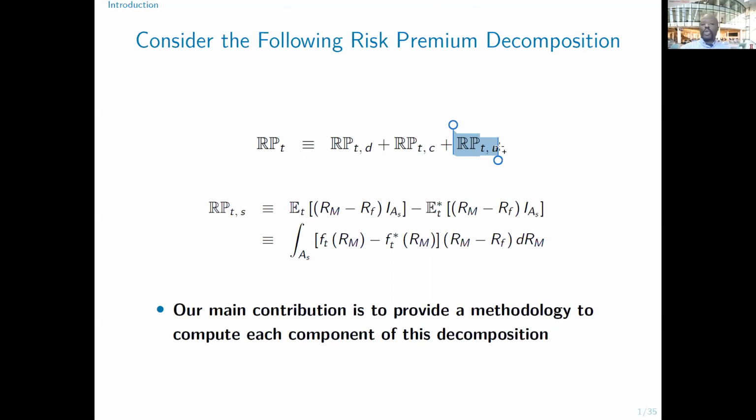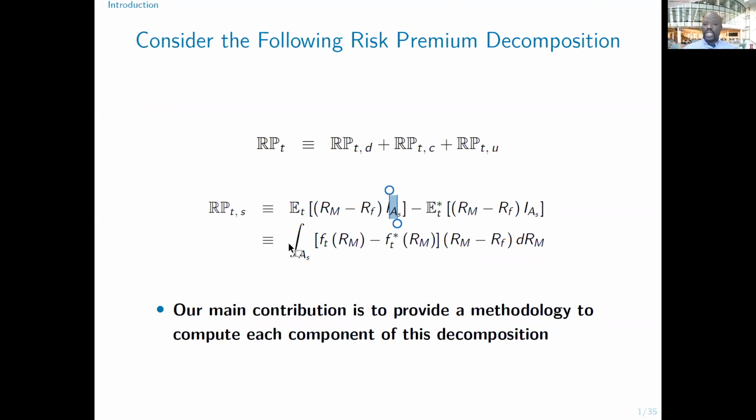Now, each risk premium is defined below, which is RP_S here. S could be the left tail, which is D, the center, or the right tail, which is U. Each risk premium is defined as the difference between the physical moment associated with the set A_S, the set of returns in that specific region of the return distribution, and the risk-neutral moment, which is also associated with A_S. This is a natural definition of the risk premium.